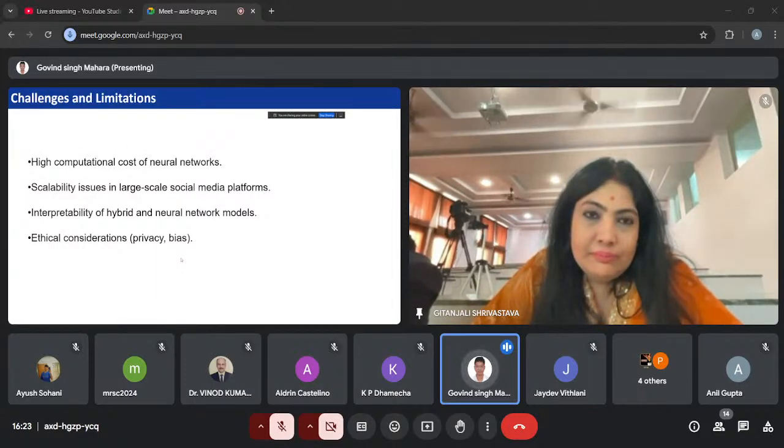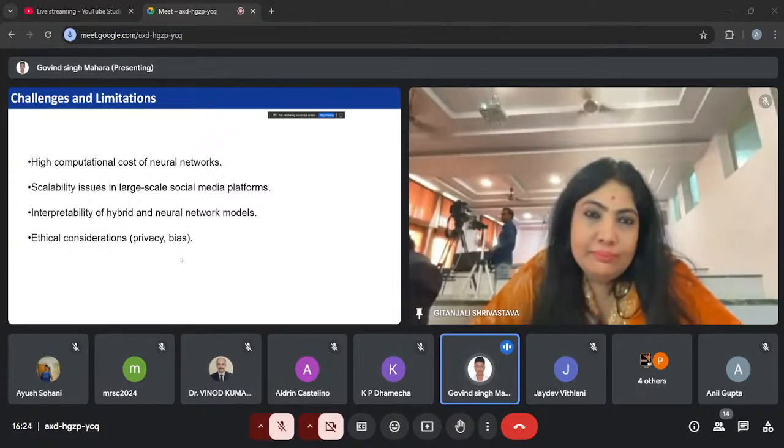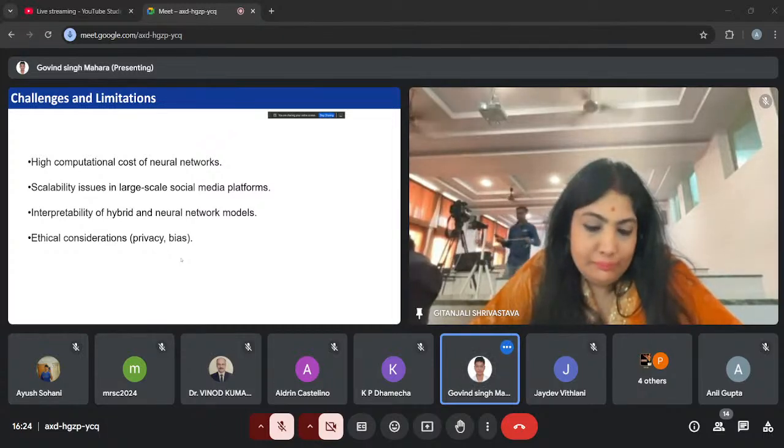The challenges and limitations are the high computational cost for neural networks, scalability issues in larger-scale social media platforms, interoperability of hybrid and neural network models, and ethical considerations where policies and biases come in.